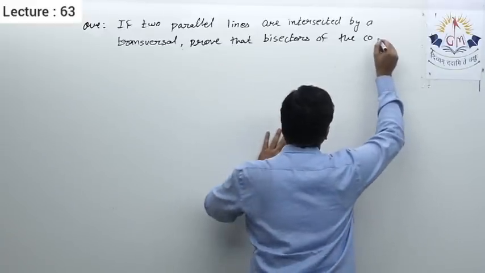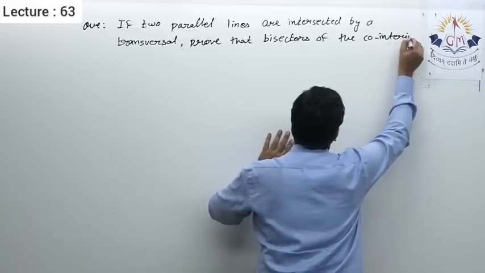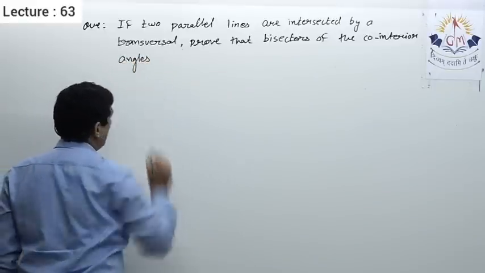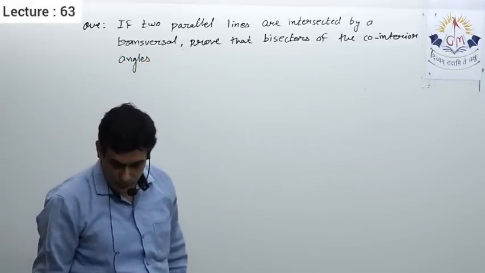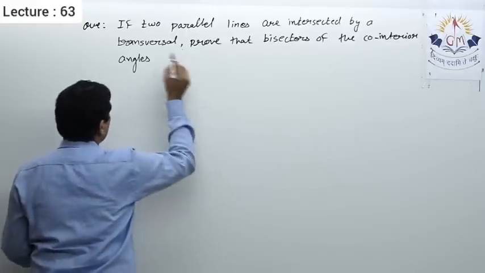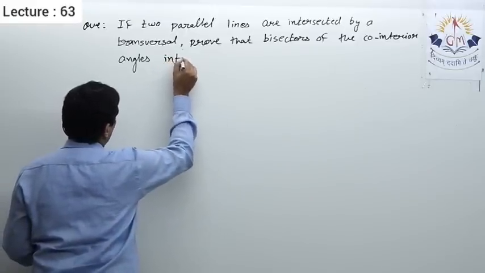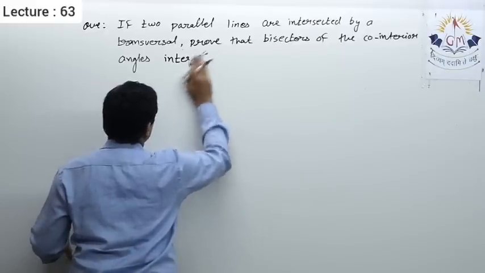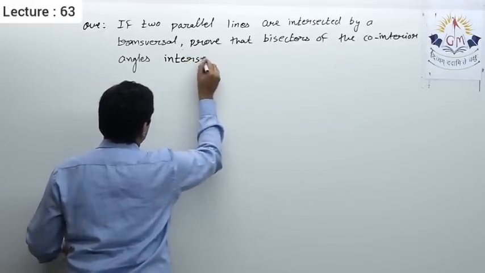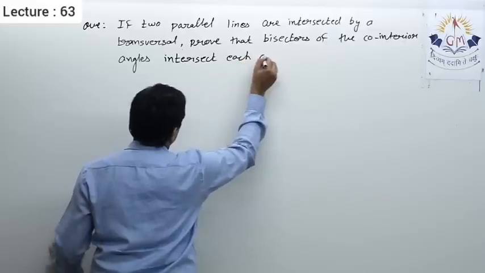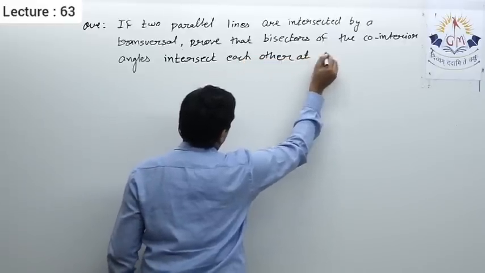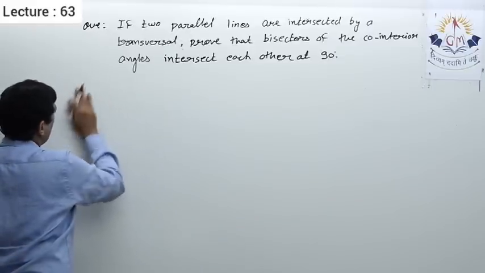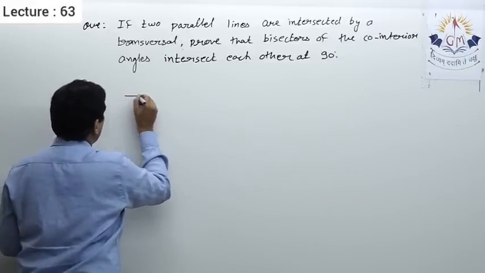Prove that the bisectors of the co-interior angles meet at 90 degree, intersect each other at 90 degree. So what we have to prove, let us see if two parallel lines, so here we have given that there are two parallel lines.